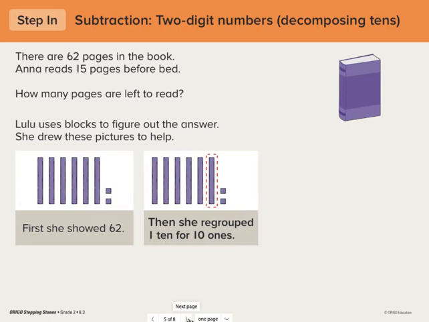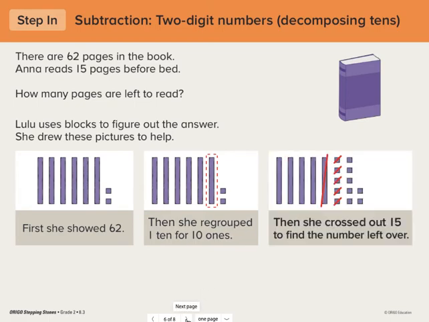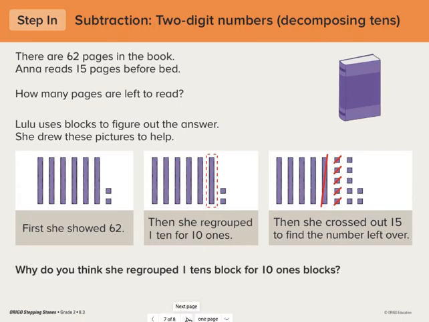Then she regrouped one ten for 10 ones. So she did that trading skill. Remember? She took out her 10, and she's going to take it away, and she's going to have to bring back 10 ones. Then she crossed out 15 to find the number left over. She crossed out one 10 and then her 5 ones.